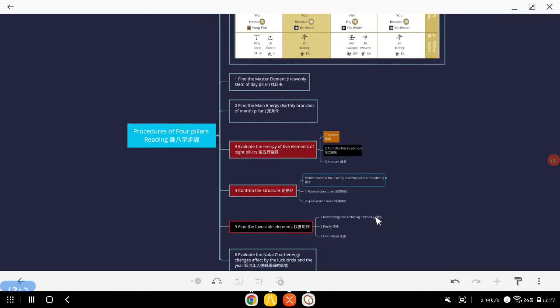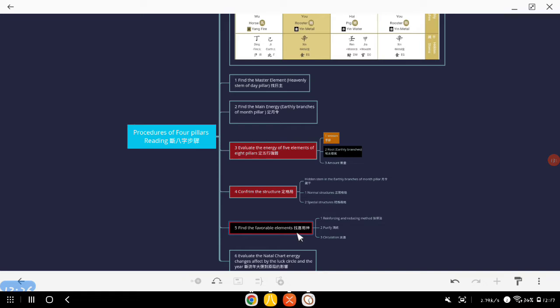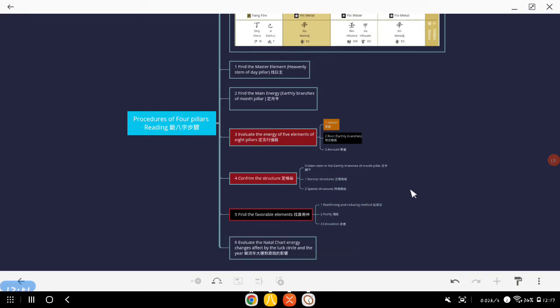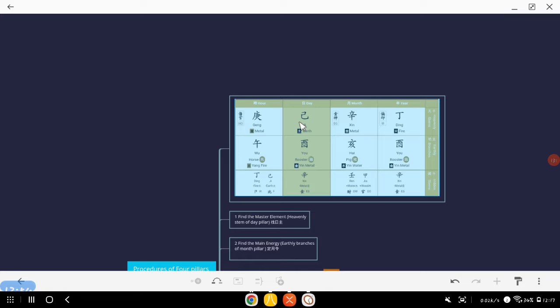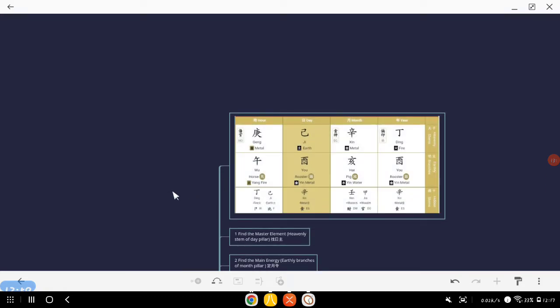Okay, after you confirm the structure, you're going to find the favorable elements here. So how to find a favorable element? We have three main principles, but there's actually one extra. So first, we need to reinforce or reduce. We reduce the elements, that's the same as or helping the day master here. Okay, so for example, here the earth element is very weak and metal is very strong.